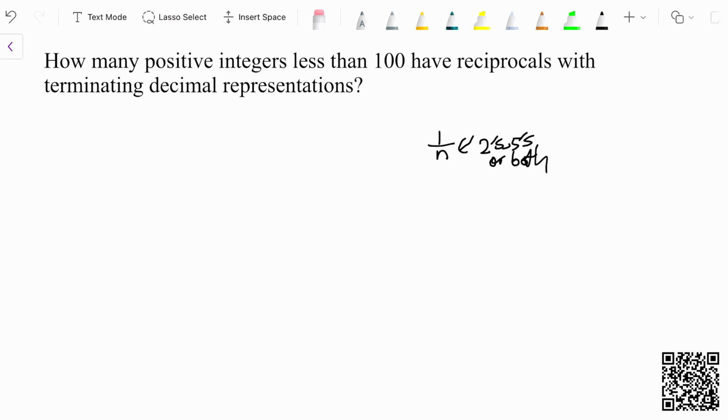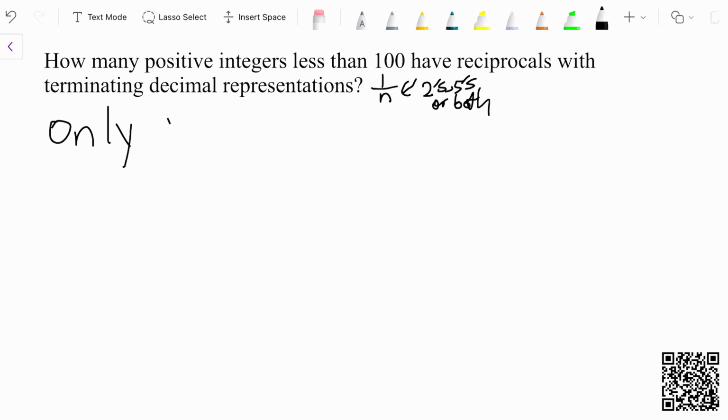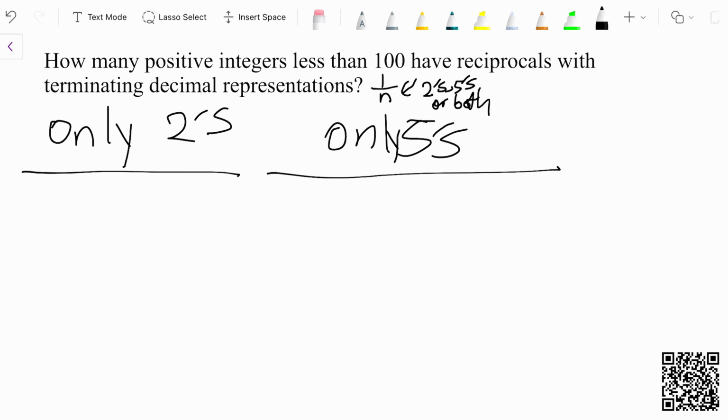Let me just make this a little smaller to make myself have some space. So now that we know this information, we can start working on our categories. And what I mean by categories is sorting all the reciprocals into only twos, only fives, or both. And then everything else we can just discard because that's really the only information we need. So this is our only twos category. This is our only fives category. And this is our twos and fives category.